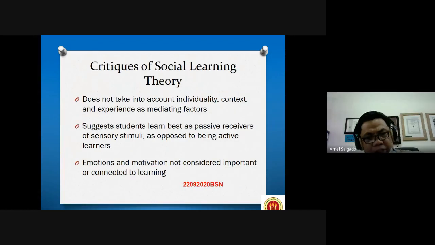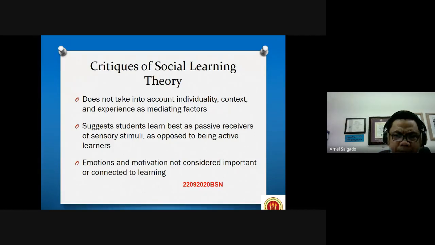All right? Of course, this is not perfect, no? There is always criticism. Why? Let's say number one, we are not going to take into account individuality. That's the problem with social learning theory, no? So always an individual student is a part of the group. Individuality is not looked at.